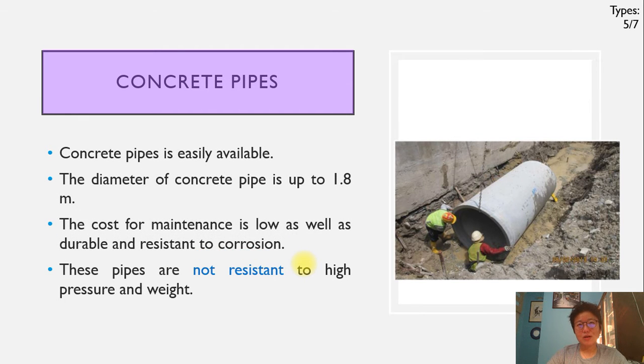Okay. Next, the concrete pipes. You see a lot of these as well on the roadside. Usually they're precast, sent to site, and they will install it. So these are common. They can go up to 1.8 meters or even larger. The cost of maintenance is low because they are very durable. They are very resistant to corrosion. Basically, they don't corrode, right?